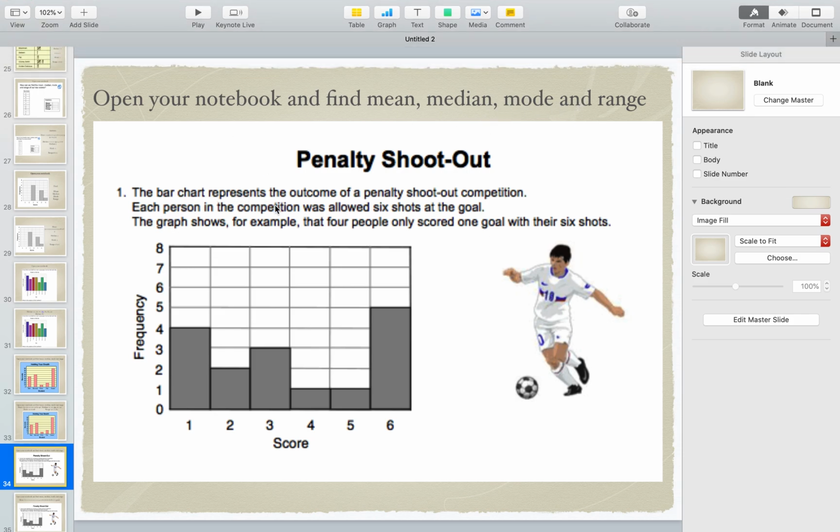So the bar chart represents the outcome of a penalty shootout competition. Each person in the competition was allowed 6 shots at the goal. The graph shows, for example, that 4 people, so 4 people here, only scored 1 goal. So 1 person scored 4 goals, 2 people scored 2, 3 people scored 3, 4 people scored 1, 5 people scored 1, and 6 people scored 5. So now you need to find the mean, median, mode, and range.